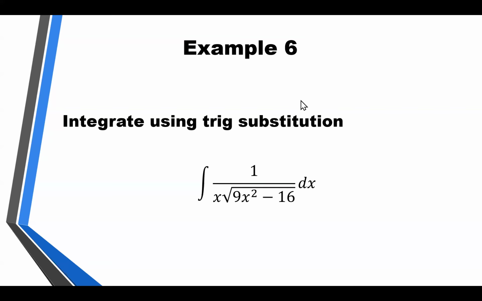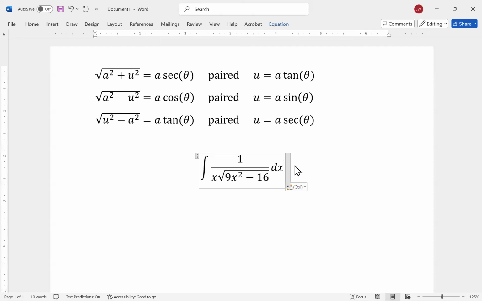Let's do another. Let's integrate 1 over the quantity x times square root of 9x squared minus 16. If you want to take a couple of seconds, pause the video and try this on your own, you can. Otherwise, I will do this in the next couple of seconds. All right, here we go.